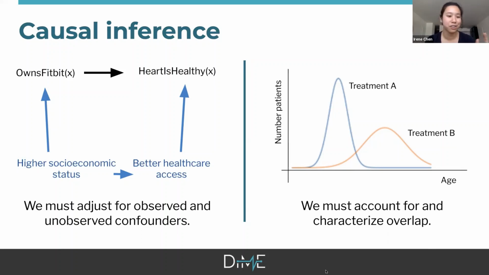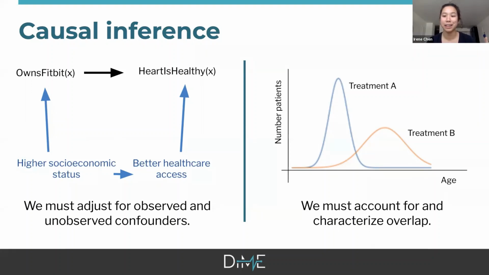On the left, I've shown a very simple example where researchers noticed that people who own Fitbits had healthier hearts. Healthcare providers, and this is a true story, then thought, oh wow, we should give out Fitbits, then we get a healthier population. Unfortunately, there's an additional confounder, which is socioeconomic status. If you are richer, you are more likely to own a Fitbit, and you're also more likely to have better healthcare access, and therefore your heart might be more healthy. And in fact, we found in a randomized control trial that if you randomize whether or not someone gets a Fitbit, you do not necessarily see increases in heart health.